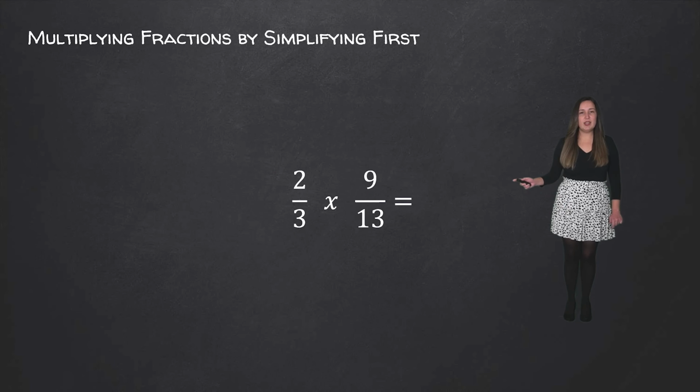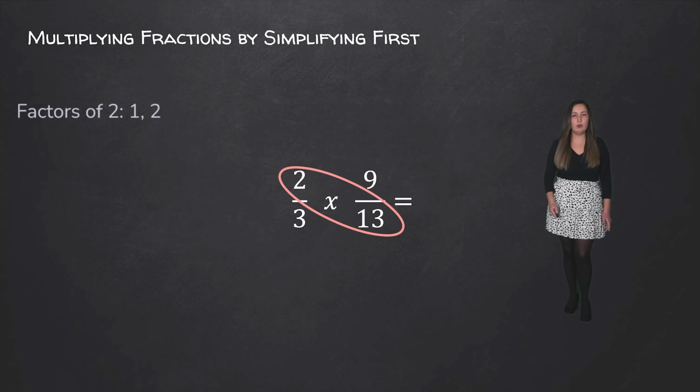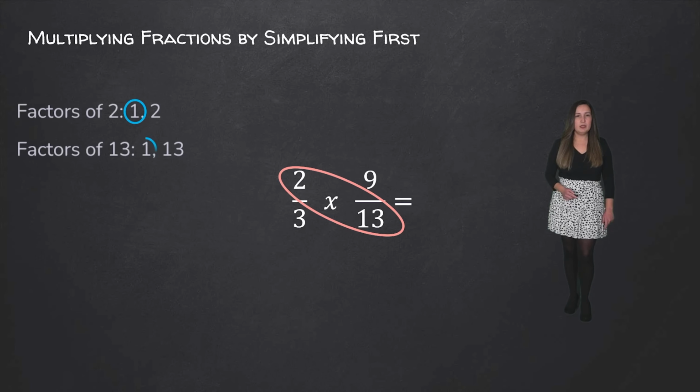All right, so next we have 2 over 3 times 9 over 13. We're going to look at our numbers that are diagonal from each other and write out their factors. So the factors of 2 are 1 and 2. Factors of 13 are 1 and 13. So the only common factor they have is 1. So they don't have a common factor other than 1, so we're going to leave them alone.